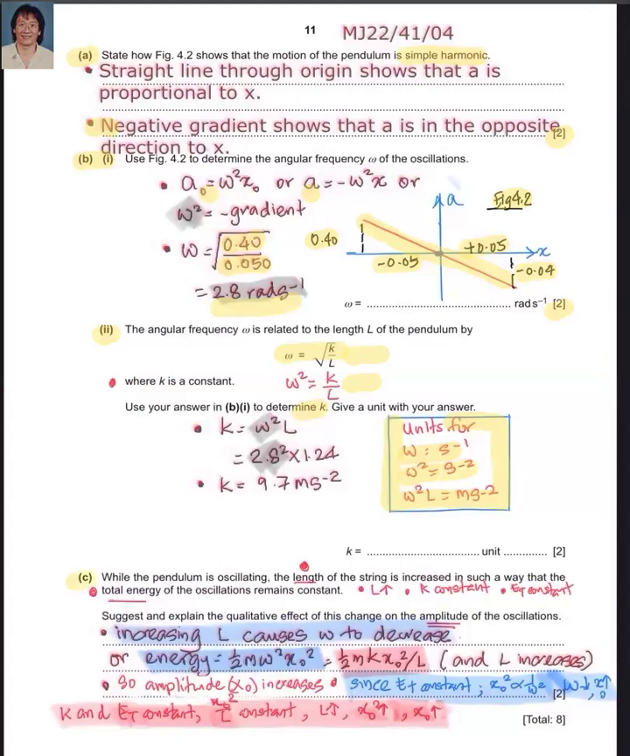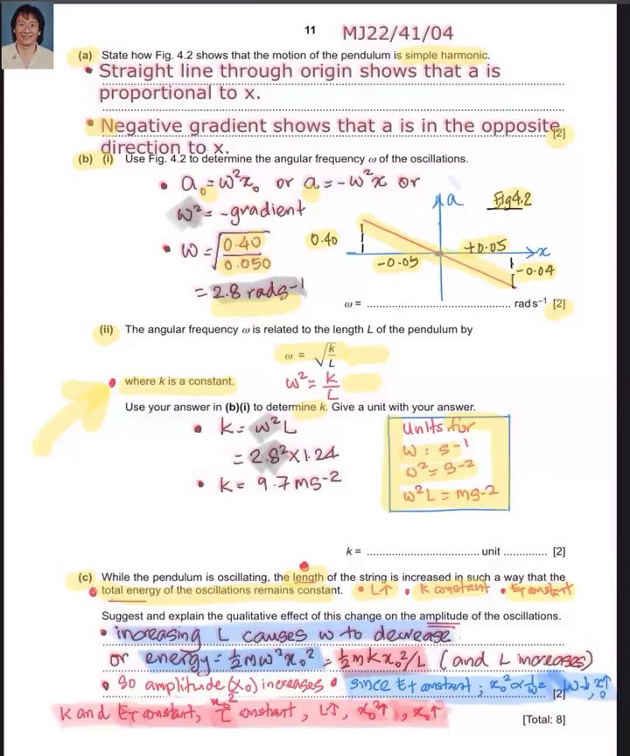Then in part C, when the pendulum is oscillating, the length of the string is increased in such a way that the total energy of the oscillation remains constant. In this question, we need to know 3 things. Number 1, the L increases. Number 2, your K is constant as given here. And then your statement says that your total energy is constant also. So suggest and explain the qualitative effect of this change on the amplitude of the oscillation. That means you want to know how the amplitude depends on the length L.